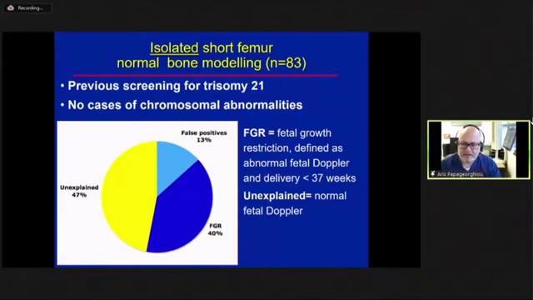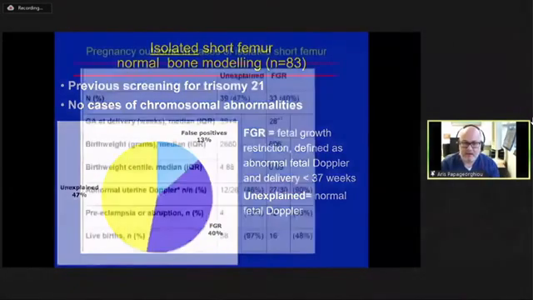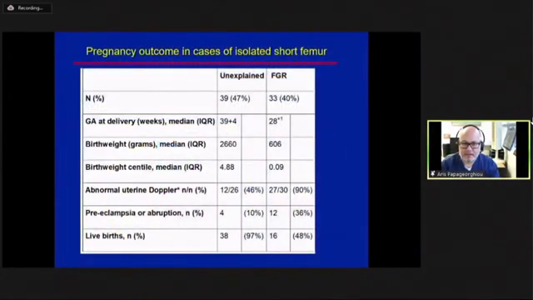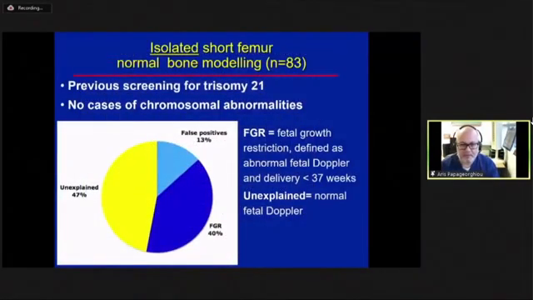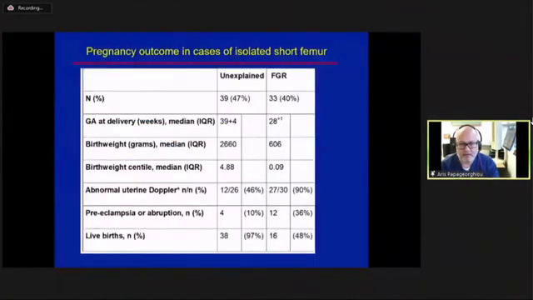So in this study, we then followed up these babies, and what we found was that just under half of them actually ended up with fetal growth restriction, and a short femur was the first sign in these babies of FGR. So these are the two groups. Let me just go back. So we have half of them pretty much remaining unexplained, and the other half becoming fetal growth restricted. There were also some false positive cases where, when we remeasured the femurs, they remained within the normal range throughout the rest of the pregnancy.